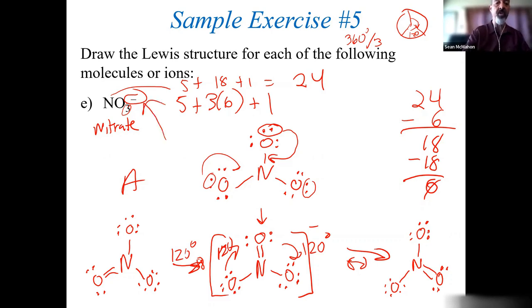Why is there a -1 charge? I needed 1 more electron to make all of the elements happy and have an octet. But I needed 1 more. I couldn't have done it with 23. I needed 24. And that's why I needed to take 1.